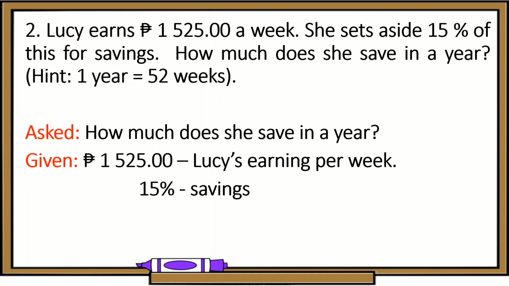Para sa inyong word problem number 2, Lucy earns 1,525 pesos a week. Kumikita si Lucy ng 1,525 pesos kada linggo. Itinatabi niya ang 15% of this para sa kanyang savings. Magkano ang kanyang masisave sa buong isang taon? Clue, ang isang taon ay mayroong 52 weeks. So, using our AGOMA, ang ask natin ay how much does she save in a year? Yun yung ating hahanapin. Given 1,525 pesos as Lucy's earning per week. Then, 15% ay ang kanyang savings.